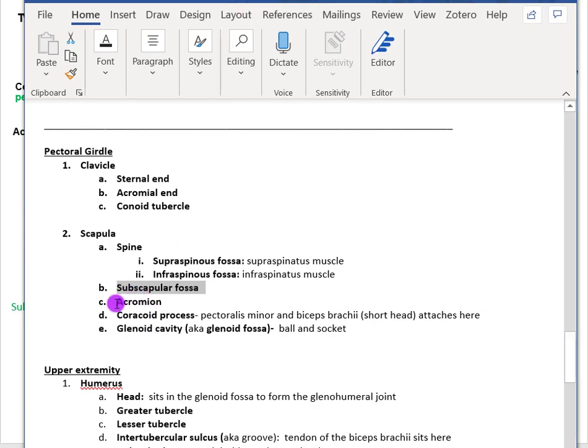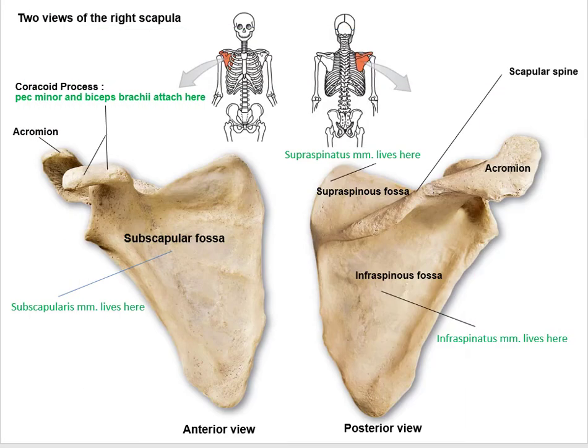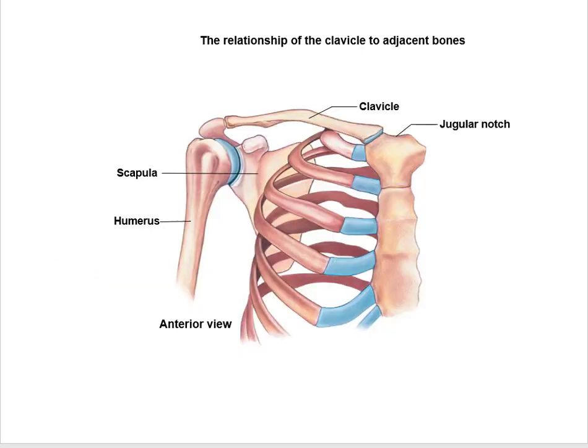Now let's talk about a few more parts here: the acromion, the coracoid process, and the glenoid cavity. The acromion is this piece out here. It's a big chunk of bone that lives out to the side, and you can touch that easily if somebody pats you on the top of the shoulder. That's your acromion. And remember that the acromial end of the clavicle, which is right over here, is going to articulate with that acromion.